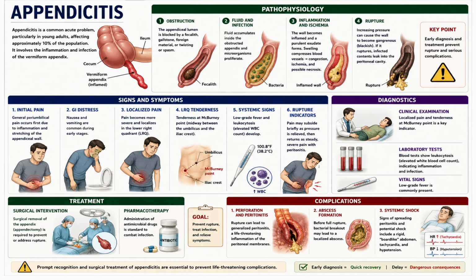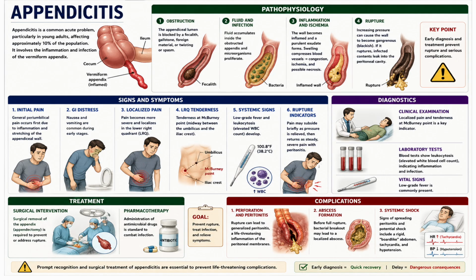will localize to the lower right quadrant with significant tenderness at the McBurney point. Systemic indicators of the infection include low-grade fever and leukocytosis. Notably, if the appendix ruptures, pain may subside temporarily as the pressure is relieved, but it recurs as a steady, severe pain due to the peritonitis, because remember, if it ruptures, all the contents go into the peritoneal cavity, causing peritonitis. Diagnosis is primarily done through clinical examination of the localized tenderness and lab tests confirming active inflammation.